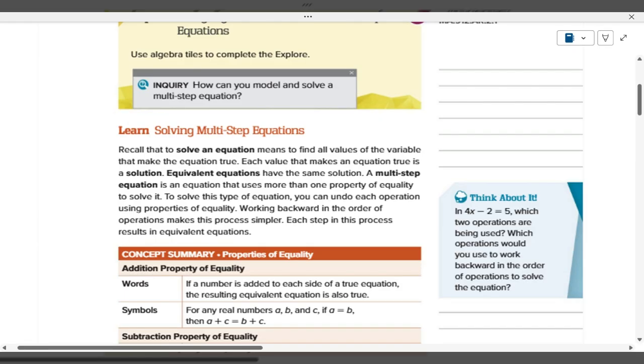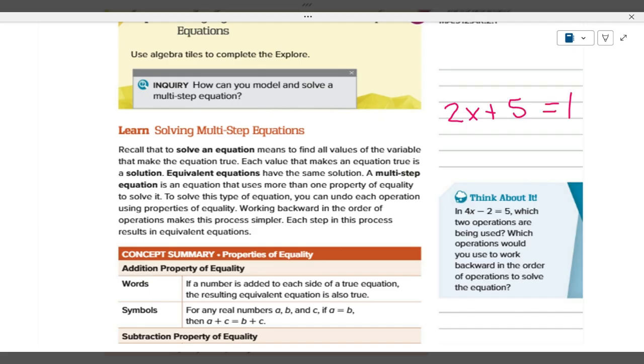Okay, so in short, a multi-step equation is where we have two or more operations that are happening. So an example of that could be something like 2x plus 5 is equal to 10. So this is a two-step or a multi-step equation because if we want to solve for x, we want to solve for the unknown, we need to undo two things. We need to work backwards.